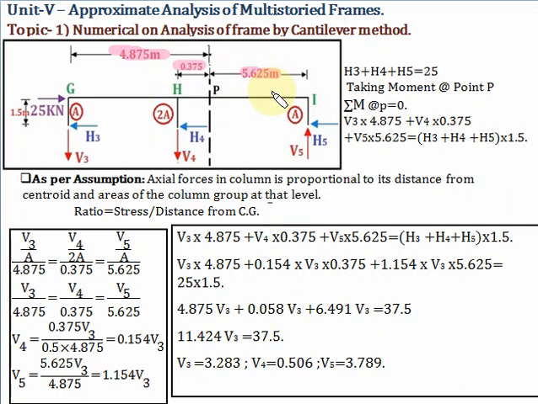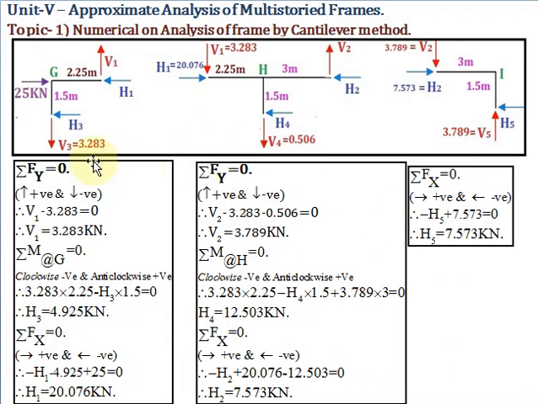So put the values here. X1 bar, X2 bar and X3 bar, we can say them, and we will put the values of V4 and V5 in terms of V3, and put them in this equation to get the value of V3. Now we have found the value of V3, then we find the values of V4 and V5. Now here we have put the values of V3, V4 and V5.